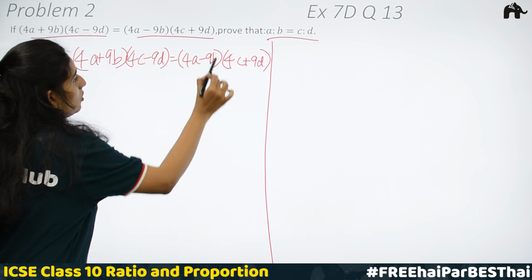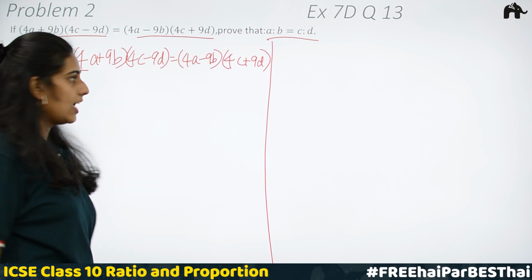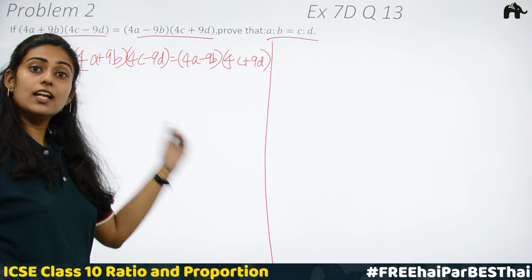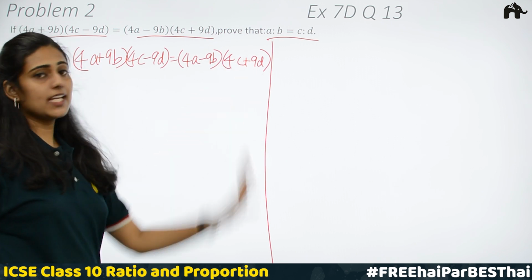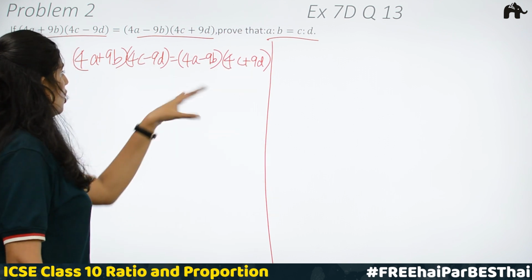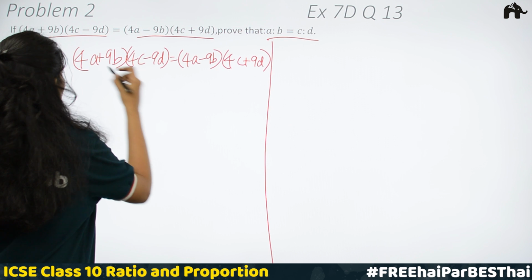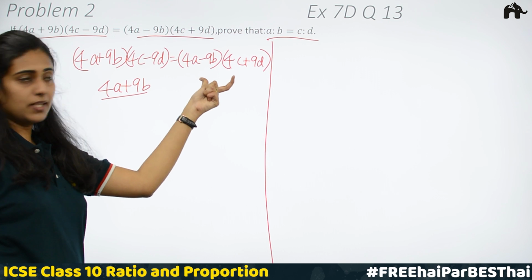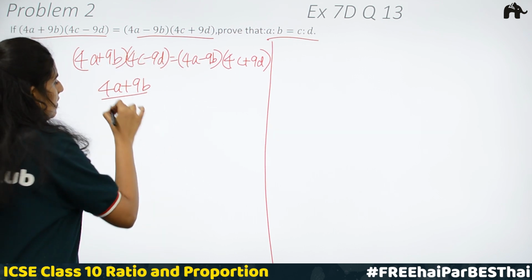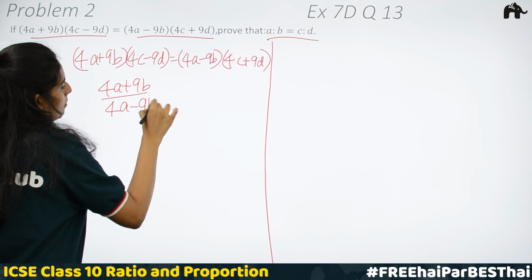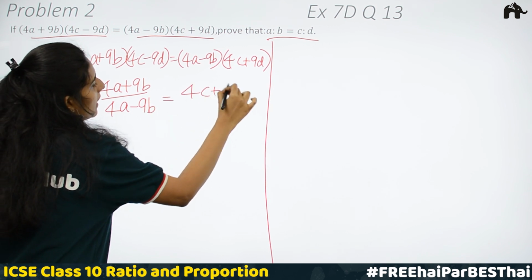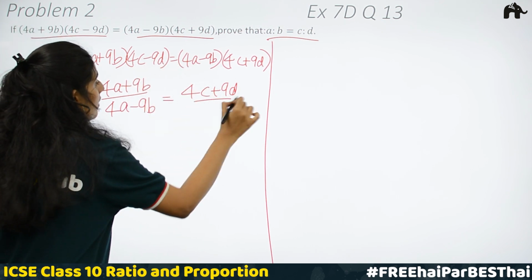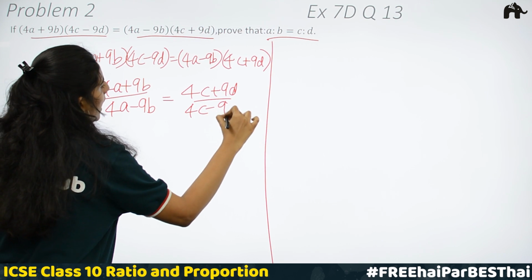For that, I have to take this to the denominator, right? Then I will be having a and b containing terms in the numerator and a and b containing terms in the denominator as well. In the opposite side, numerator I will be having c and d containing terms. Denominator also I will be having c and d containing terms. So this becomes (4a + 9b) divided by (4a − 9b), because multiplication becomes division when it comes to the opposite side, is equal to (4c + 9d) divided by (4c − 9d).